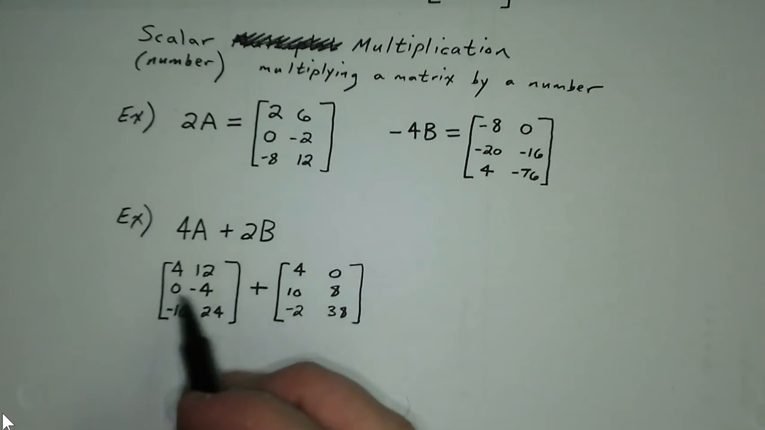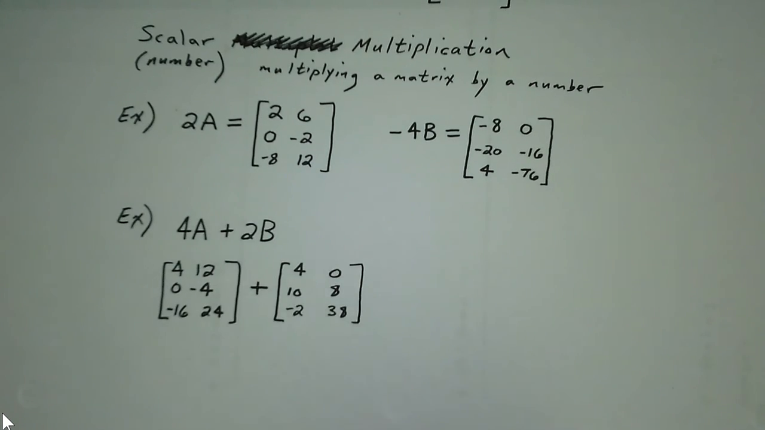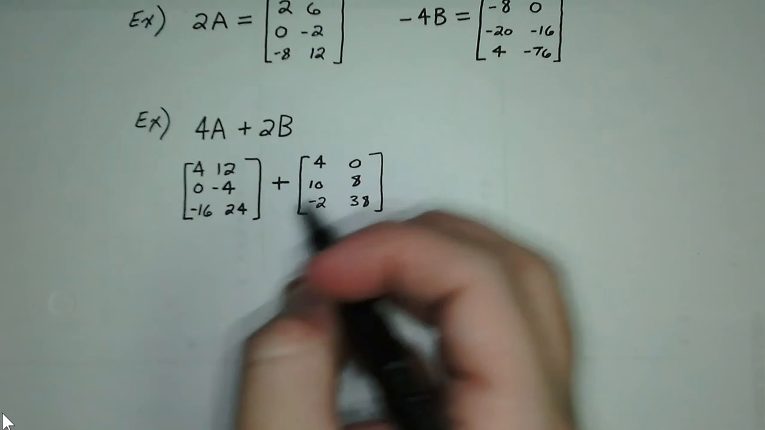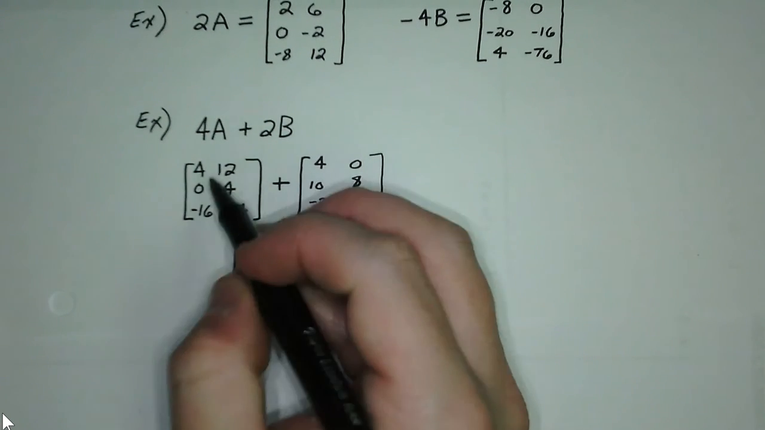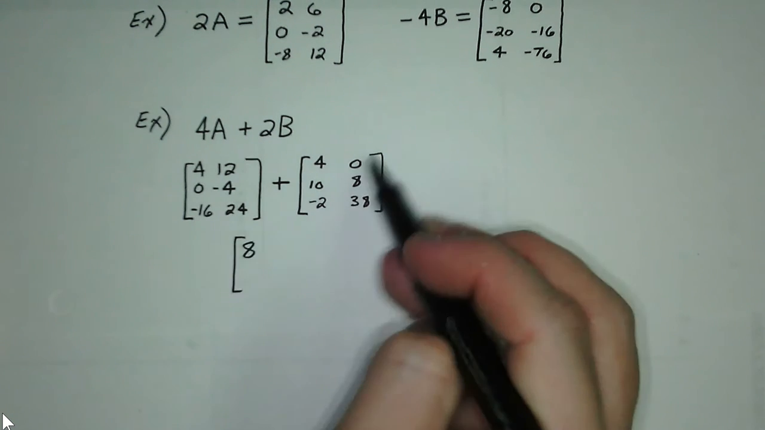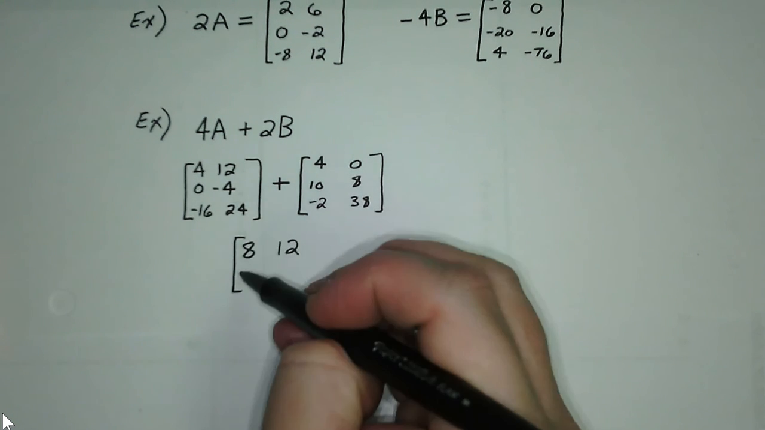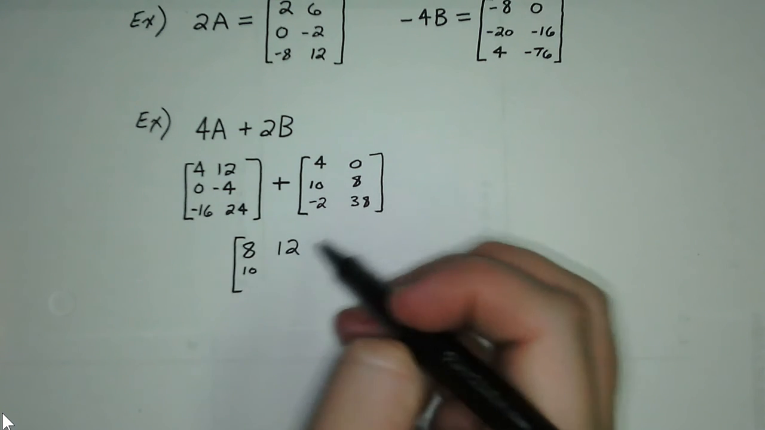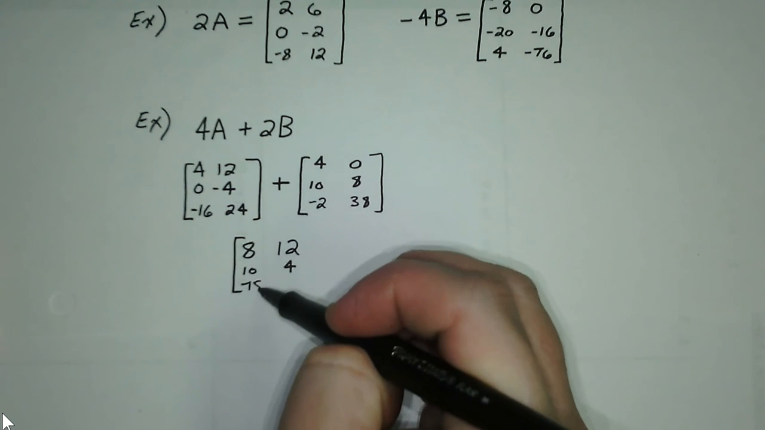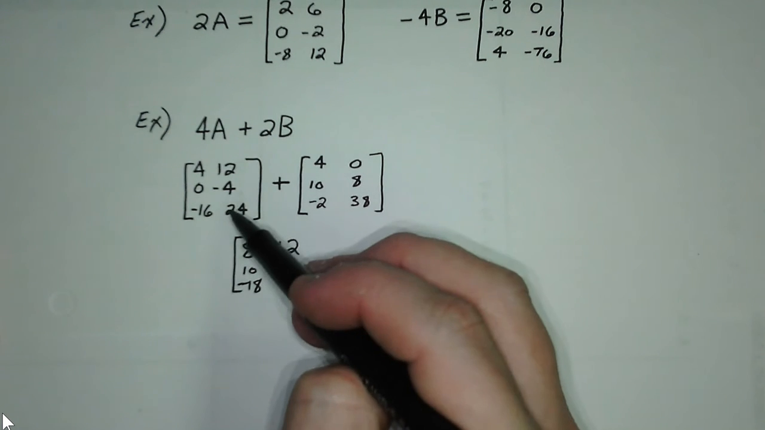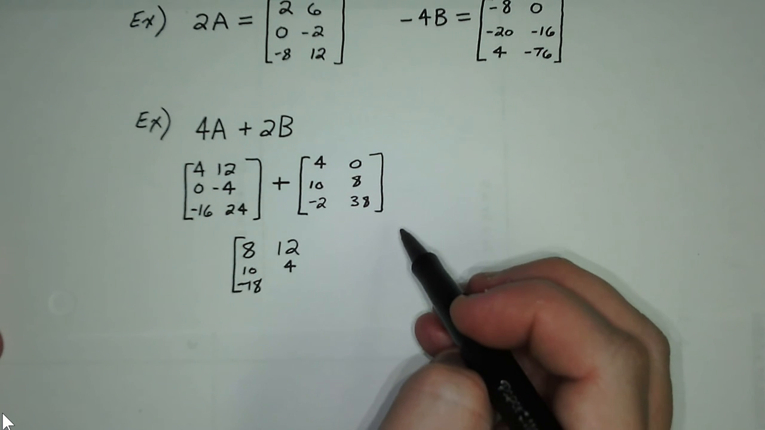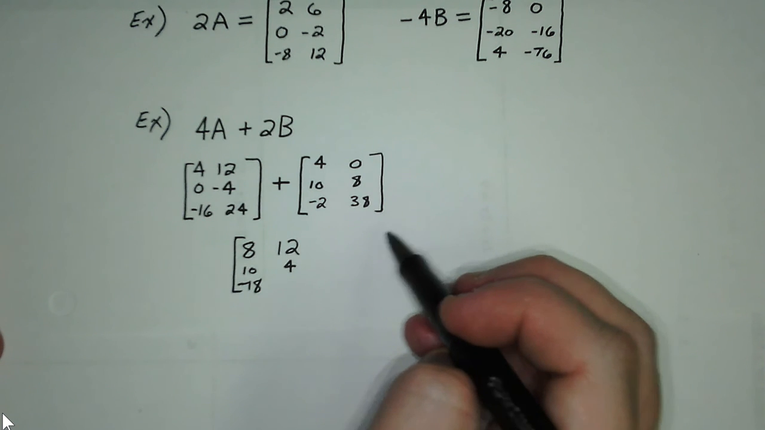So that's 4A, and that's 2B, and now we have to add them together. And obviously these needed to be the same order. So my final answer, once again, I'm going to add the corresponding elements. So 4 plus 4 is 8, 12 plus 0 is 12, 0 plus 10 is 10, negative 4 plus 8 should be positive 4, negative 16 plus negative 2 should be negative 18, and then 24 plus 38, that should be 62, I believe. Let's go with it.